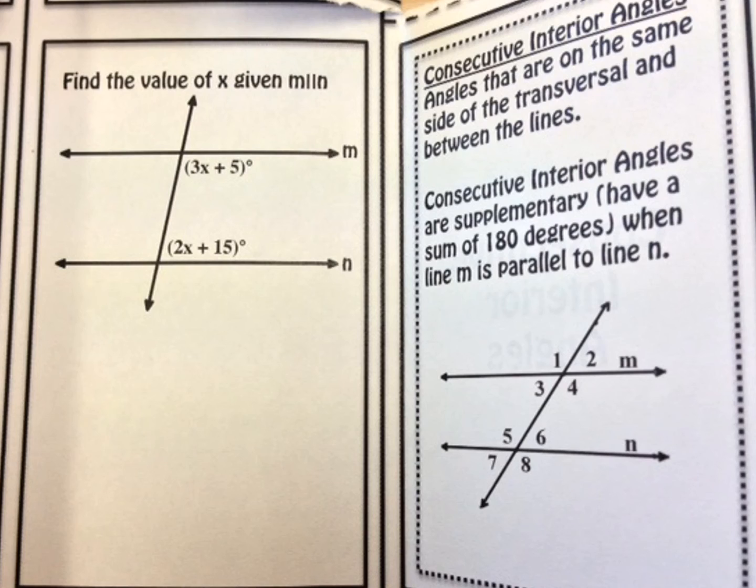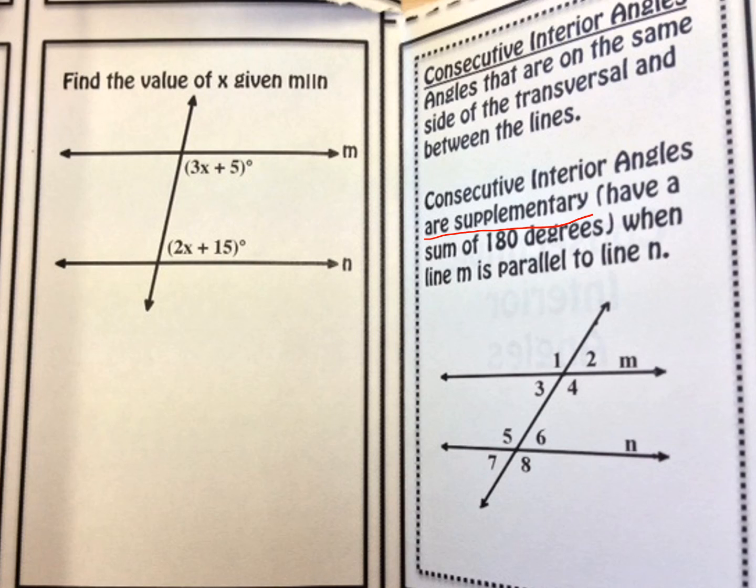And last but not least, consecutive interior angles. Remember on our previous slide that was same side interior angles, and they're the same thing. So angles that are on the same side of the transversal and between the lines or in the interior of the lines. So consecutive interior angles, whoa, this is different. They're not congruent. They're supplementary and have a sum of 180 degrees, because that's what supplementary means, when line M and N are parallel, or when line M is parallel to line N.